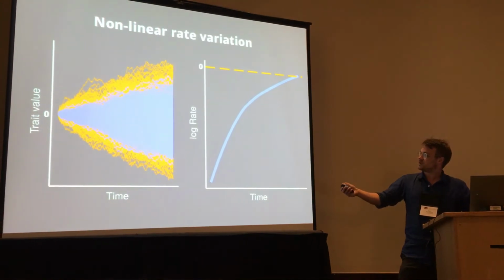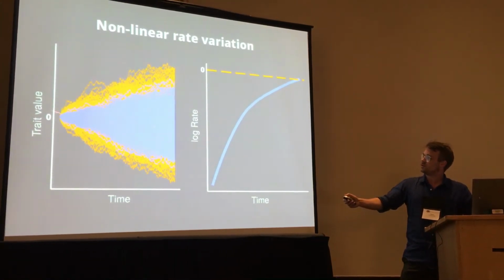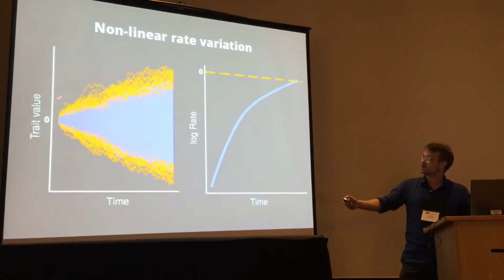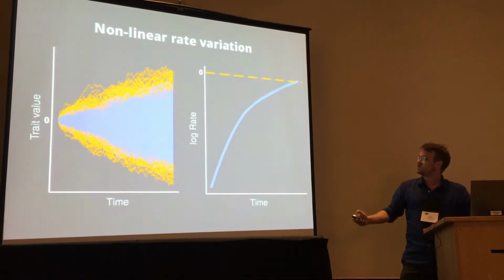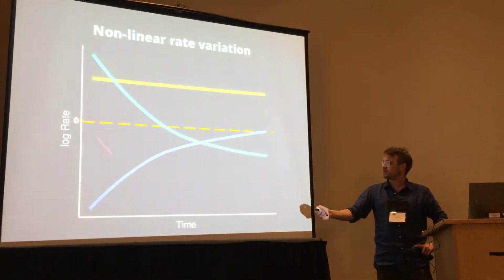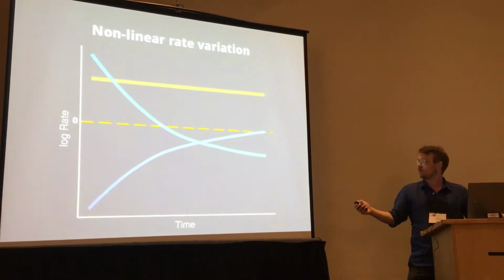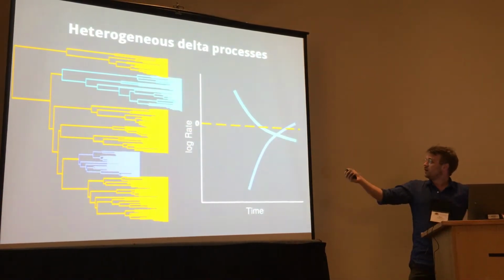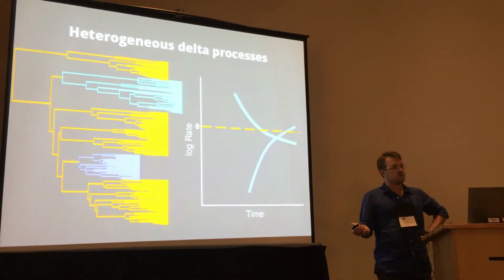And that's reflected in this expected change point here. You're seeing much less variance compared to your Brownian expectation, and that's coming more in line towards the tips. So in general, these are the various different patterns that I'm talking about here. But these delta processes might also be heterogeneous amongst the tree.